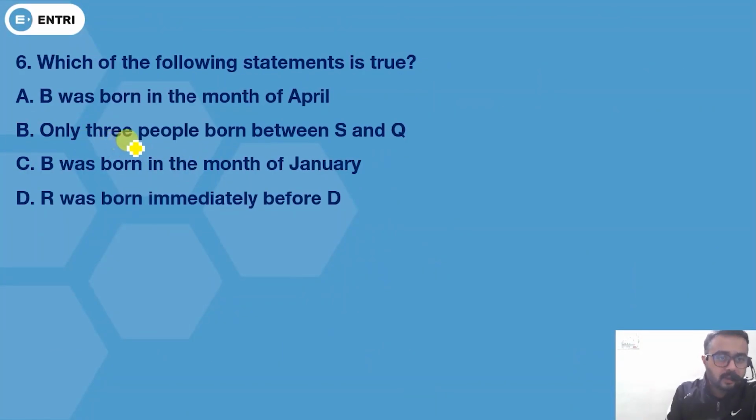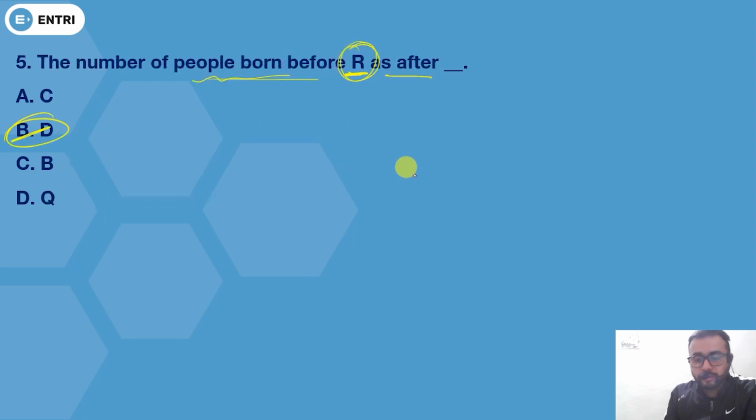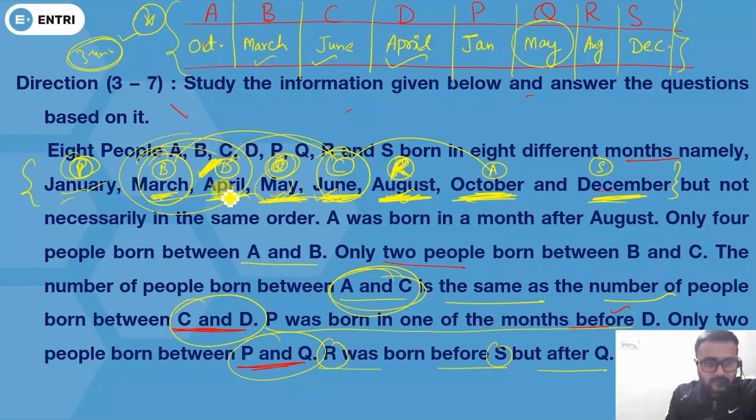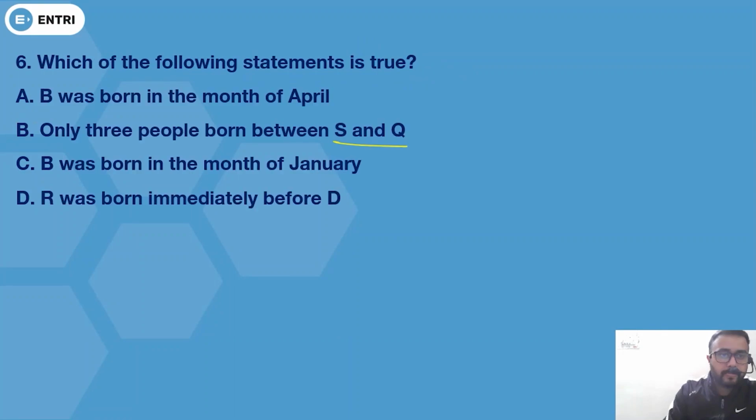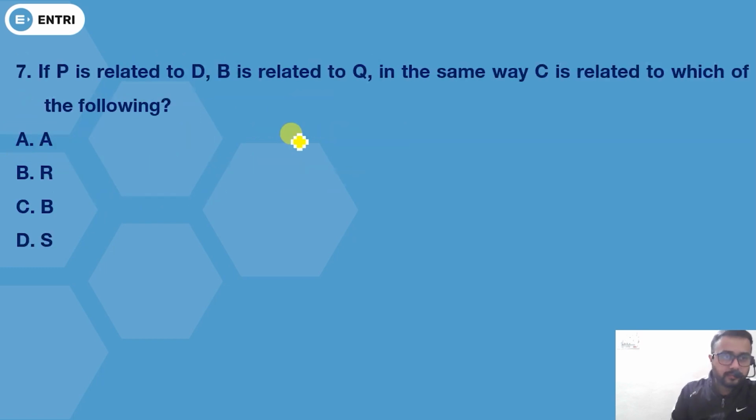Now move to the next. Only 3 people born between S and Q. Now see, this one is S. Where is Q? Q is here. This one is Q. So 1 2 3. Absolutely right. 3 people are between S and Q. So this second statement is true here. Okay, now move to the next one.